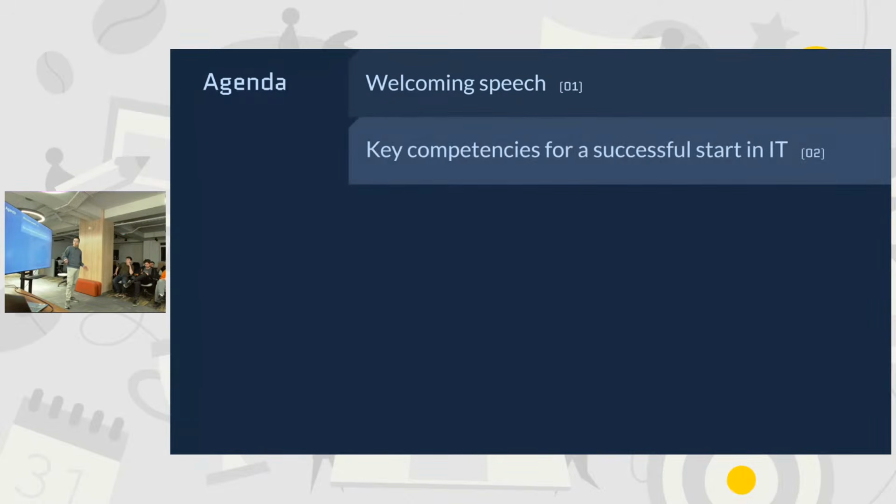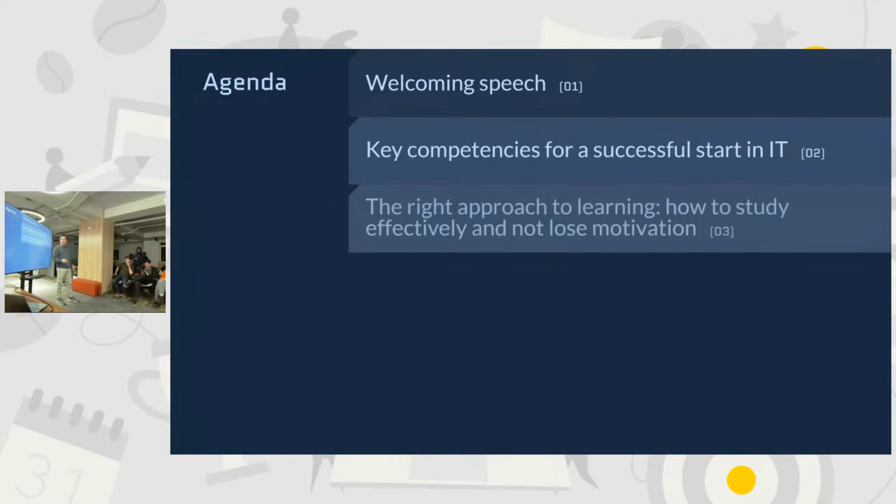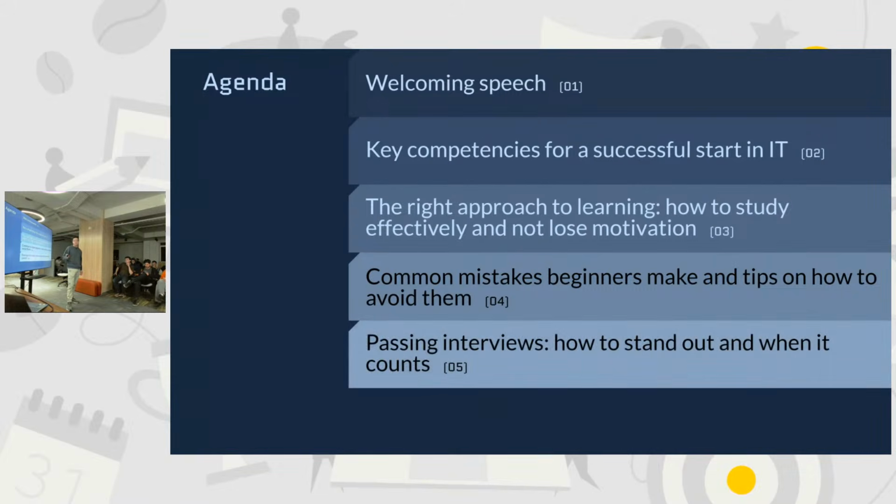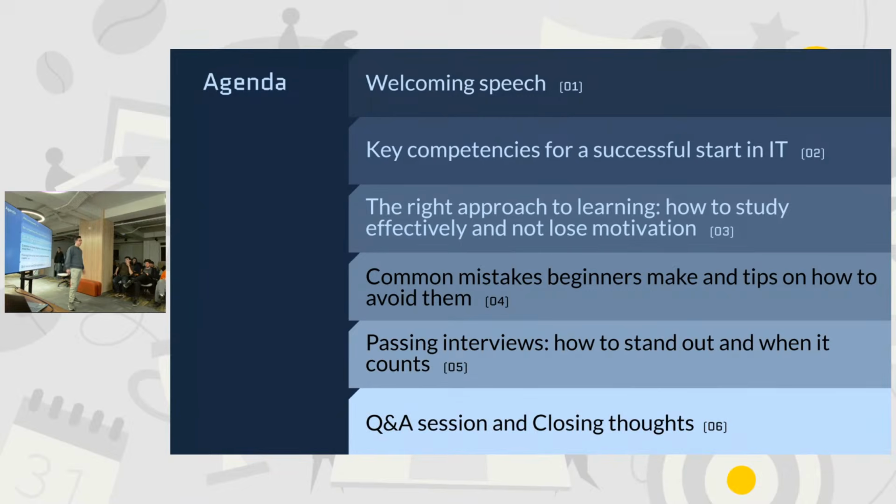Some welcoming words. We will talk about things that you should pay attention to when learning. We will talk about the right approach to learning, so some tips and advice on how you should approach your learning. We will talk about common mistakes and misconceptions that usually junior developers tend to have in their career. We will have a separate section on interviews, which is a crucial part of applying to pretty much any job on the market. And there will be a Q&A session at the end. So if you have any questions, we can discuss them there.